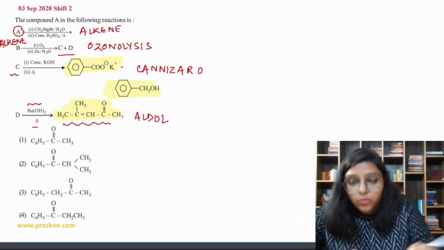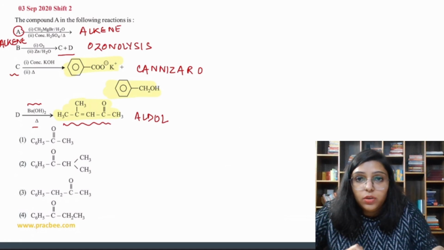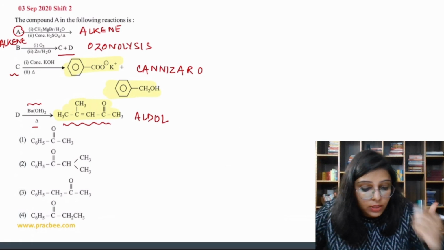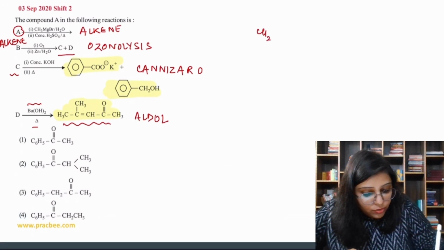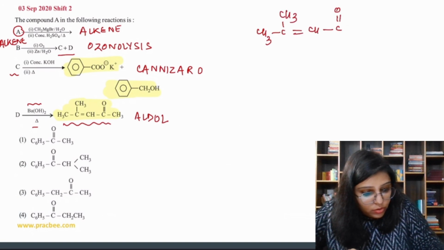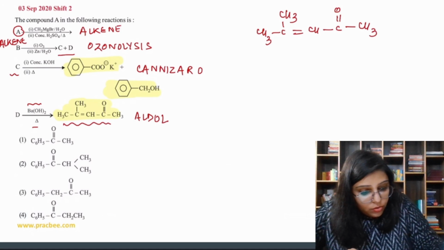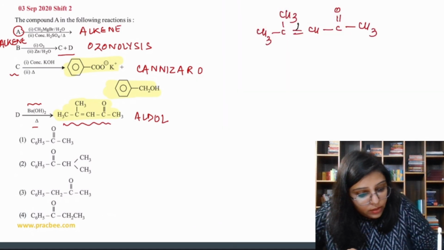So A is going to be what? A is going to be what? So what we are going to do, how to do this? So see, aldol, we have CH3, C, CH3, then double bond CH and C double bond O, CH3. So we have to do retroaldol, break this bond.